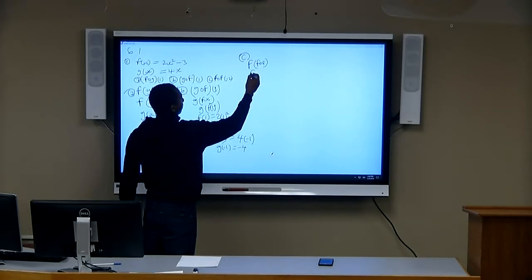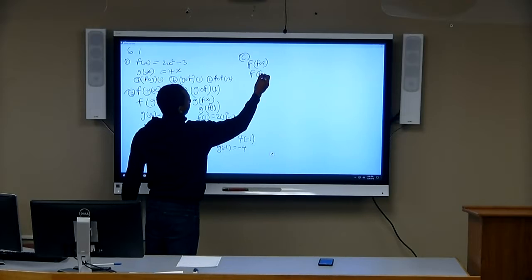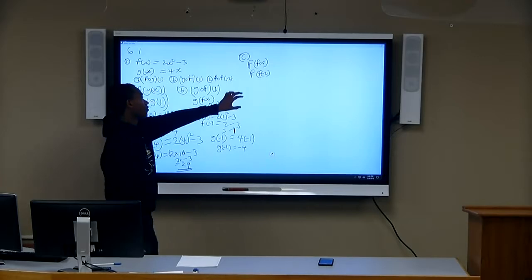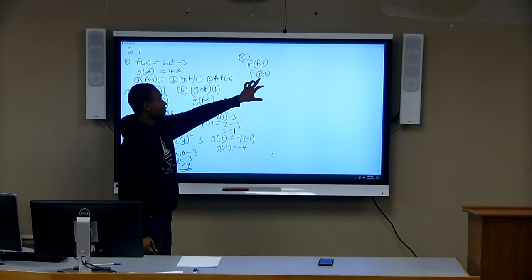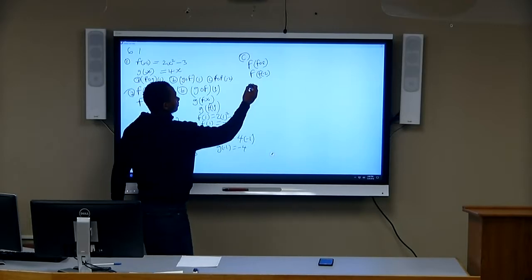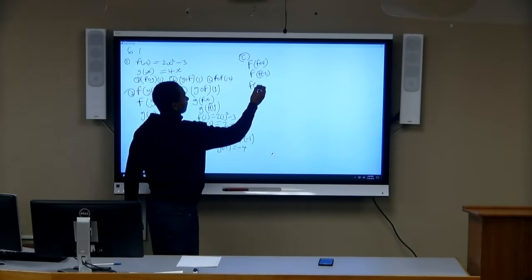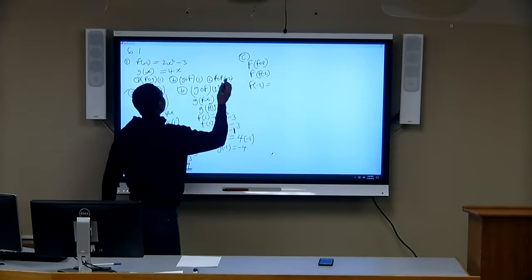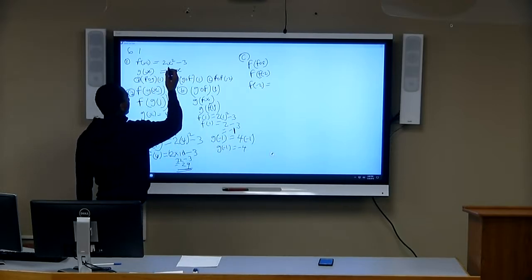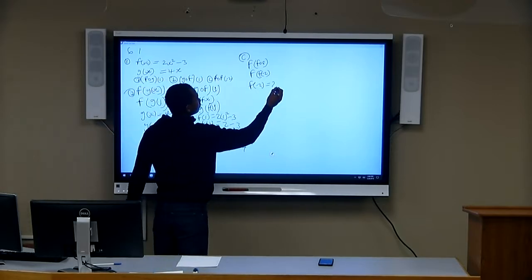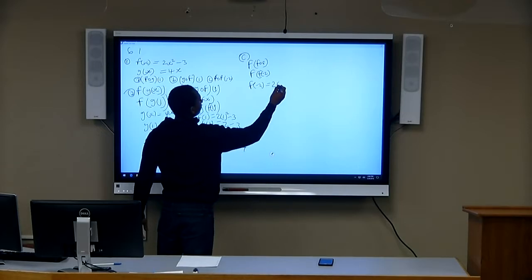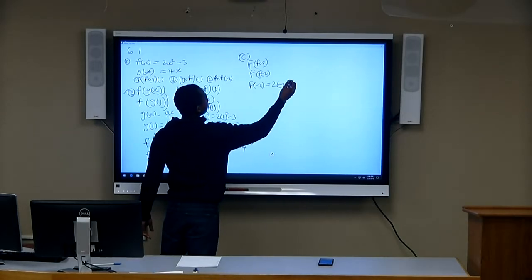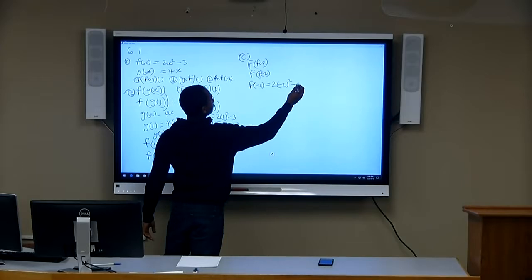So it's going to be f circles f of negative 2. The first thing we're going to do is find f of negative 2 first. So f of negative 2 is equal to, you always come back to the function, f of x is equal to 2x squared minus 3, where x is negative 2.